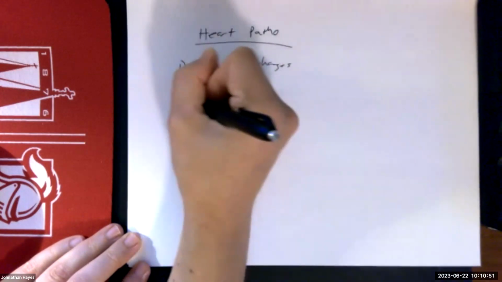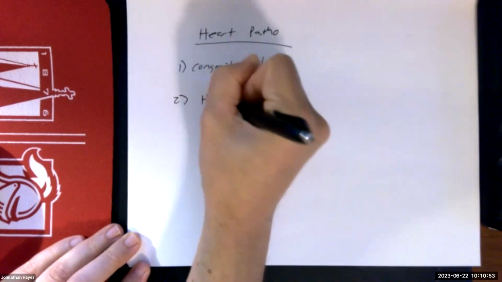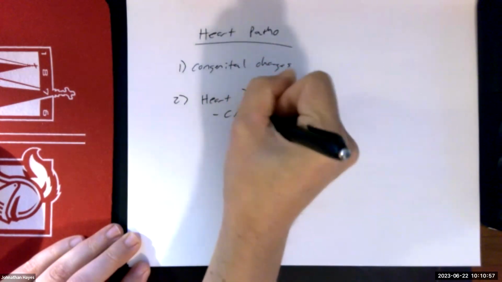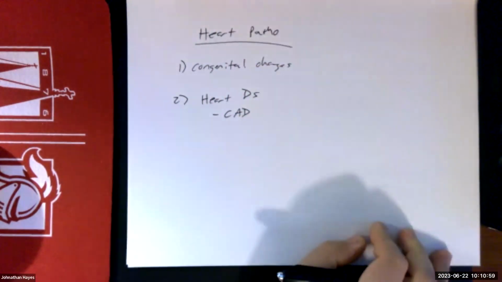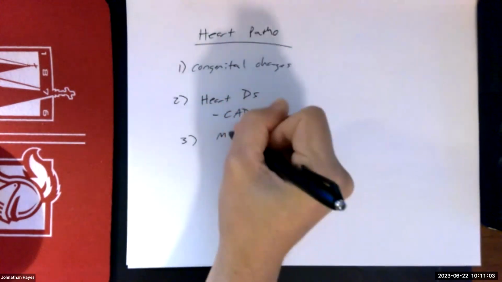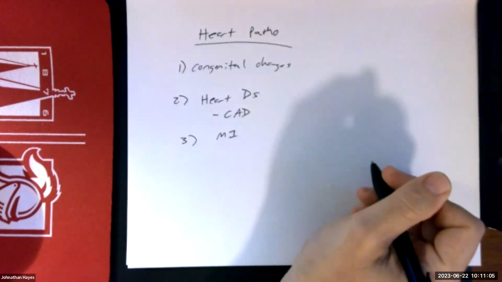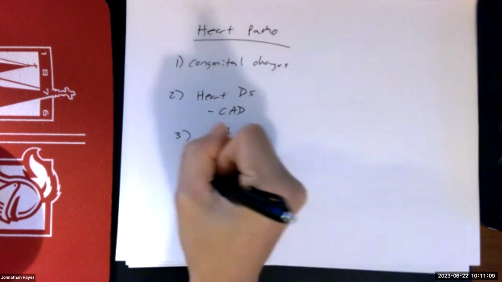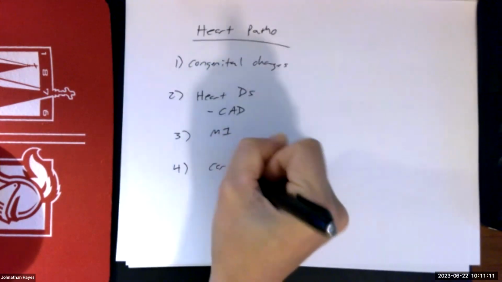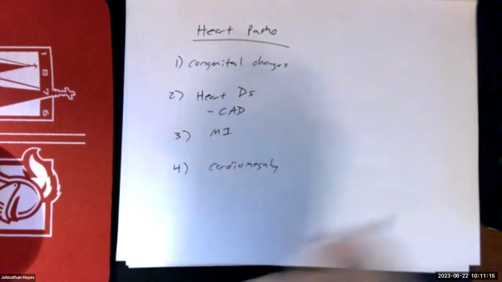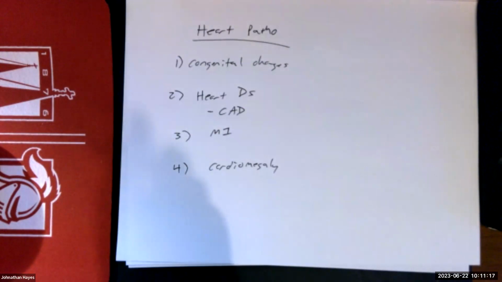We'll talk about heart disease, what that word means, and most of that focus is going to be on coronary artery disease. We'll talk about how coronary artery disease can lead to heart attacks, right? Myocardial infarction. We'll also talk about cardiomegaly, which we can kind of run into from many different causes.